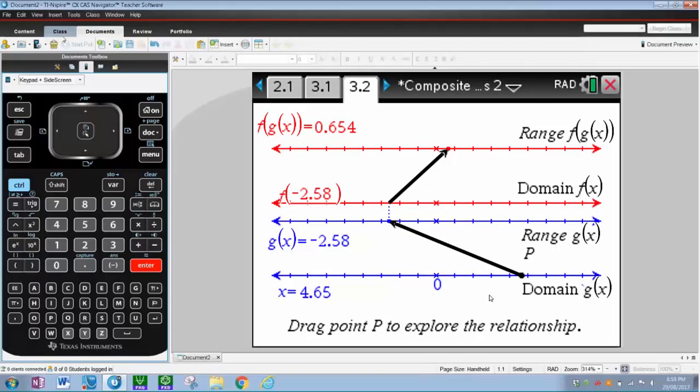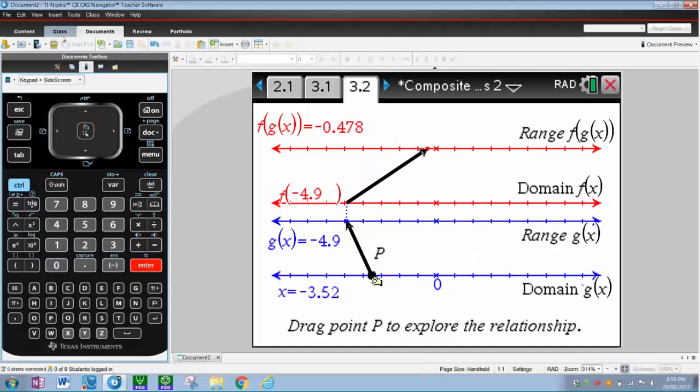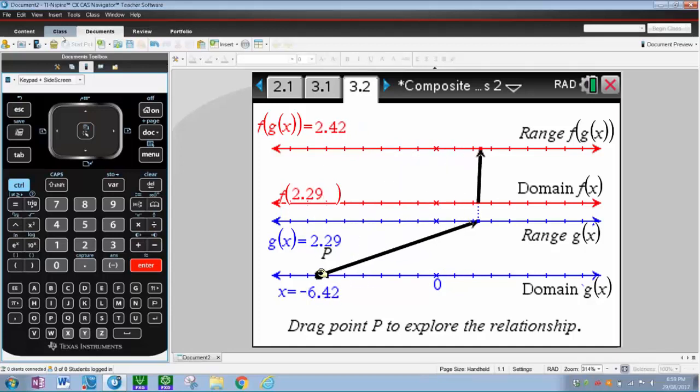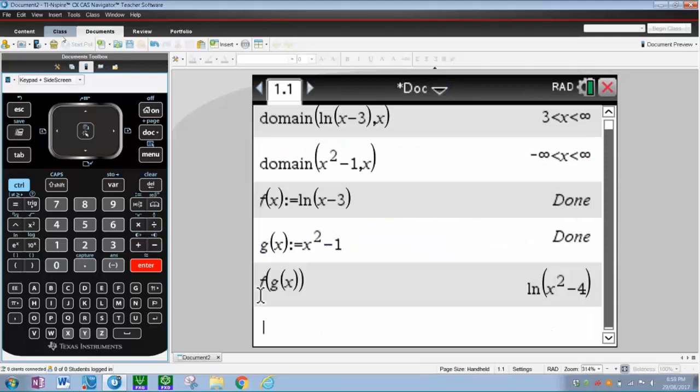And in this particular case, in order for f of g of x to exist, the range of the inside function, which is g of x, must be a subset of or equal to the domain of the outside function, which is f of x. So what we might do is quickly have a look at the graphs of both f of x and g of x and see what the domain and range of each of those is.